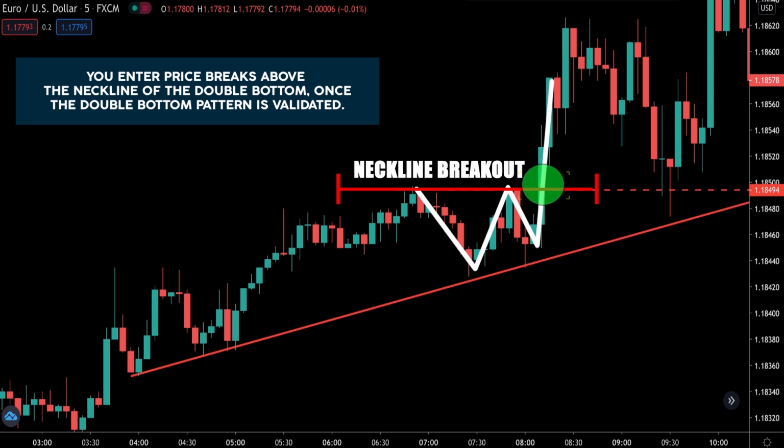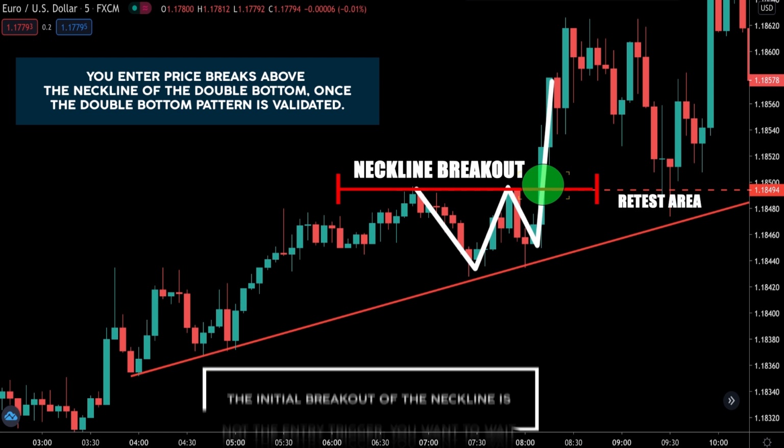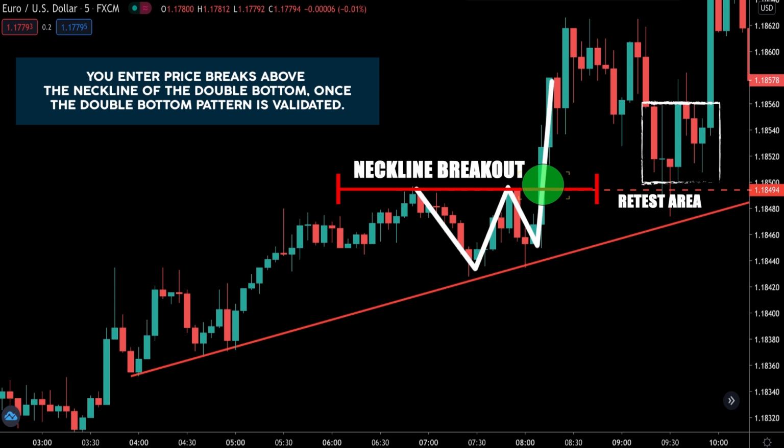Once the double bottom pattern is validated, it is important to understand that the initial break of the trend line is not the entry trigger. Instead, it is the retest of the trend line as new support. You can look for a reversal candlestick pattern like the engulfing pattern or piercing pattern at the new support.